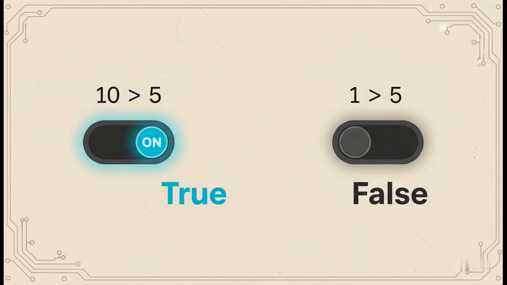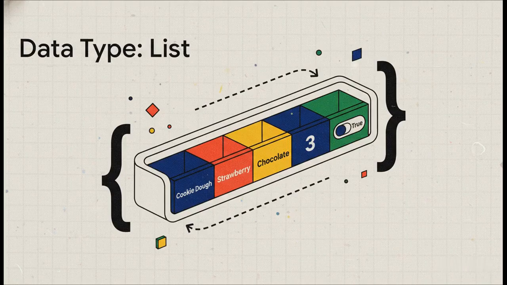You usually get them by asking a question. For example, is 10 greater than 5? The answer is true. Is 1 greater than 5? Nope, that's false.